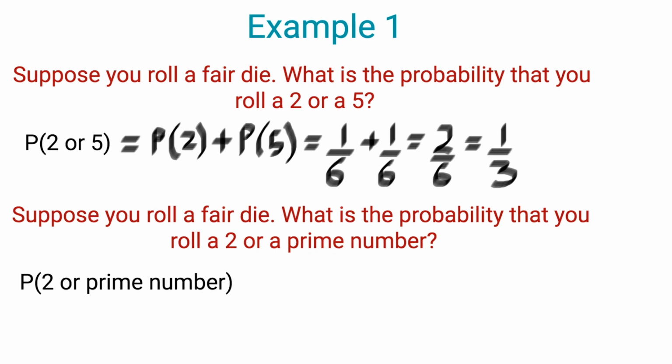Now, second question, suppose you roll a fair die. What is the probability that you roll a 2 or a prime number? So the first thing we need is to figure out if there is a common outcome. Are they mutually exclusive? Is it possible to get a 2 and a prime number? Can those two events happen at the same time? And the answer is yes. So let's see how we're going to figure out this probability.